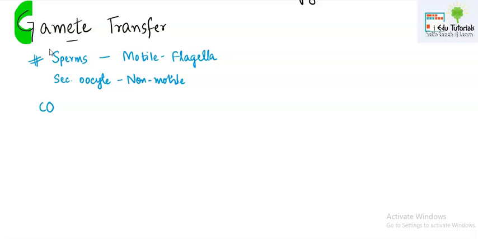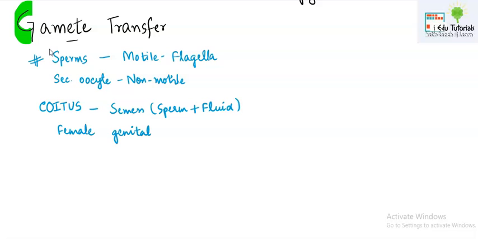So coitus will be done, and through this coitus or physical contact, the semen, which is a mixture of sperm along with the fluid of the accessory glands, will reach the female genital tract. After reaching the female genital tract, it will go from vagina to cervix to uterus to the fallopian tube. And where will it reach? It has to reach the right place.